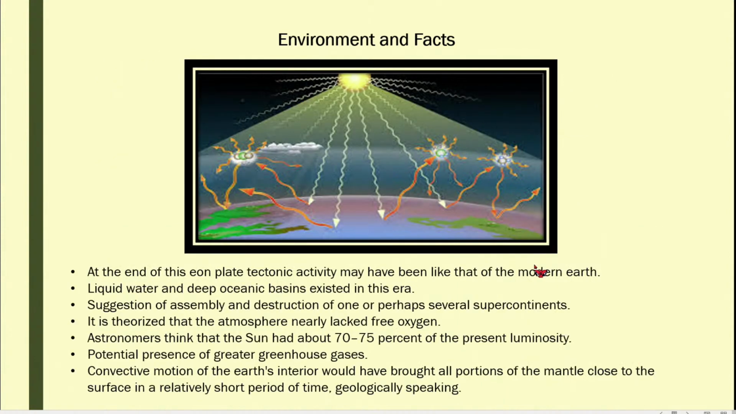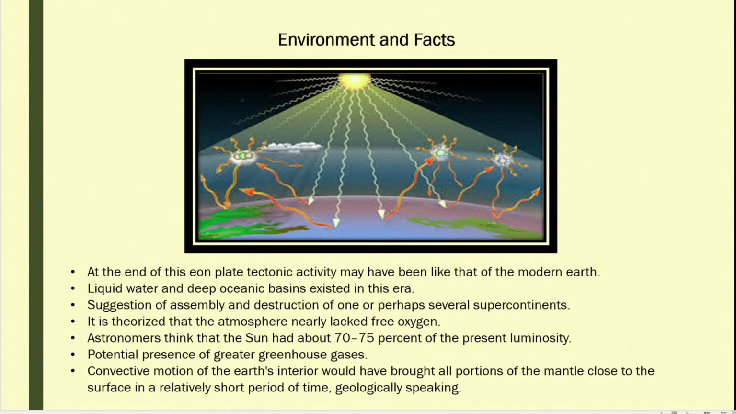At the end of this eon, plate tectonic activity may have been like that of modern day Earth. Liquid water and deep oceanic basins existed in this area. There is a suggestion of assembly and destruction of one or perhaps several supercontinents. It is theorized that the atmosphere nearly lacked free oxygen.